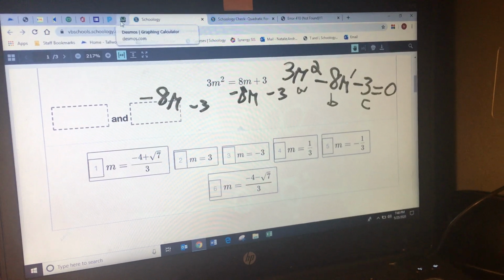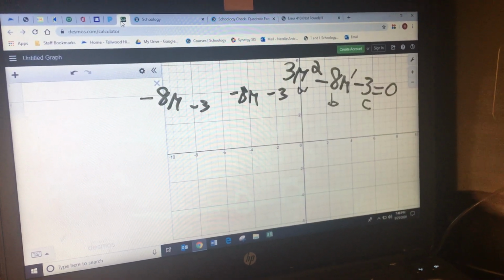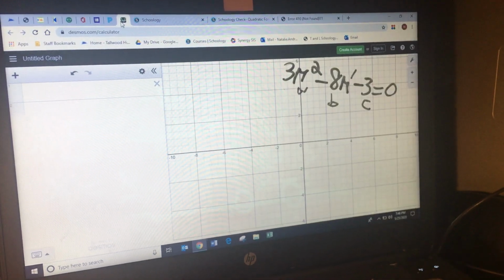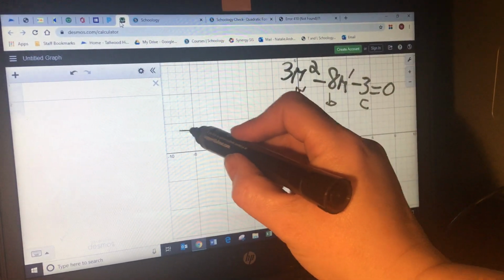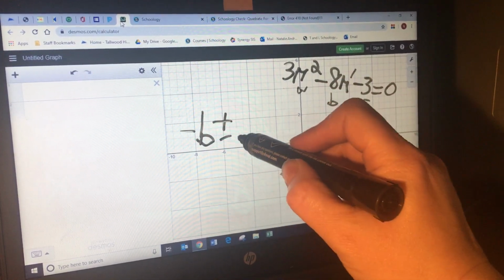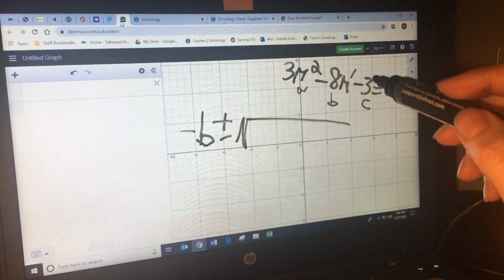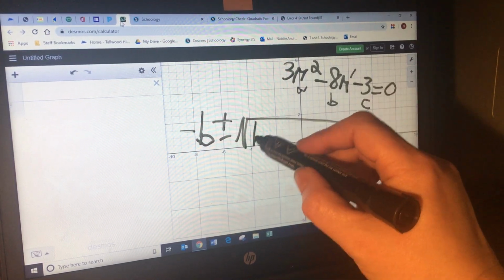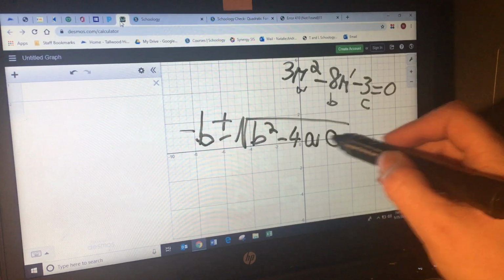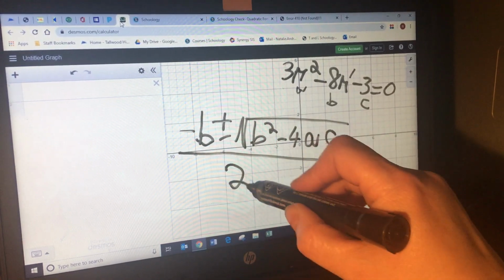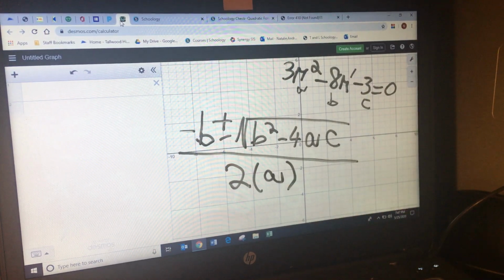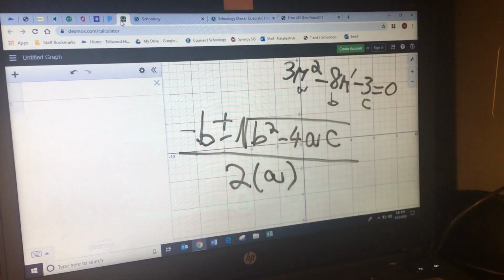All right. Now here, I'm going to erase this, but I'm going to keep that. Now let's write my formula. This is the formula you need to know. That's negative b plus or minus the square root of b squared minus 4ac, and the whole thing is over 2 times a. Okay, so this is our quadratic formula.